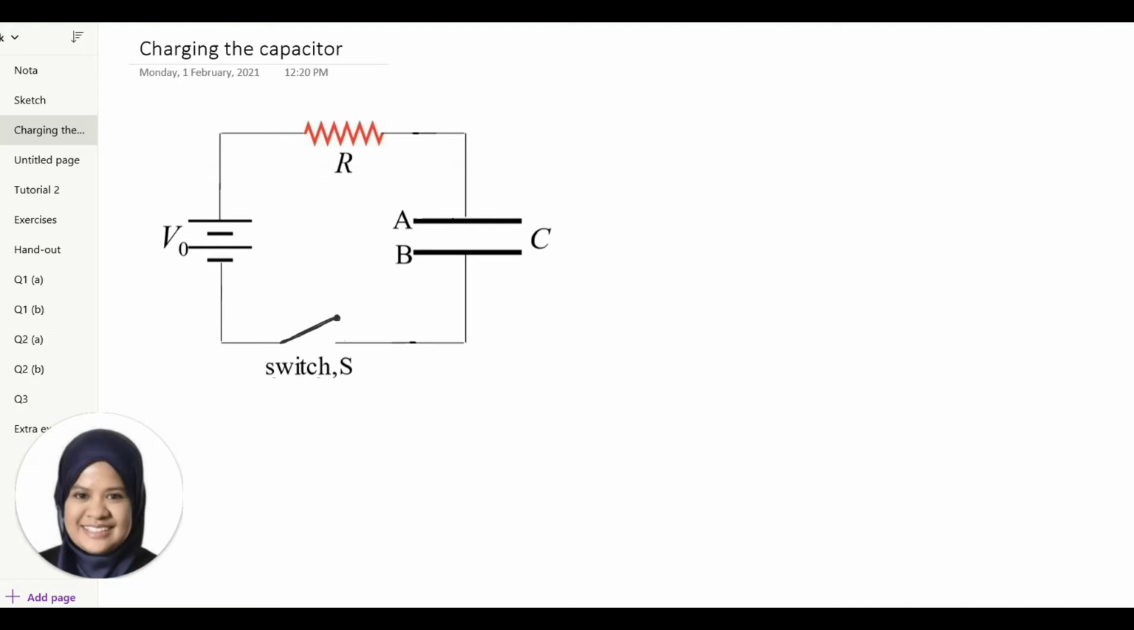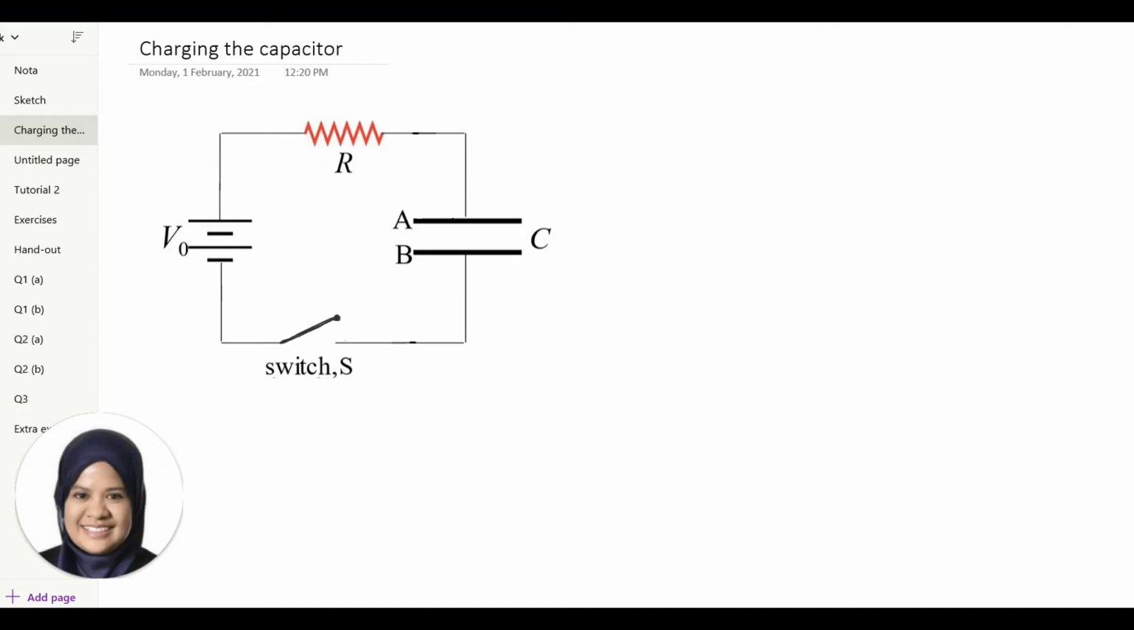Okay, so kita mulakan dengan how to charge the capacitor. Sebelum tu, kita kena tahu bahawa, bila kita kata the capacitor is uncharged ataupun neutral, maksudnya there is no excess of positive or negative charge on both plates of the capacitor.